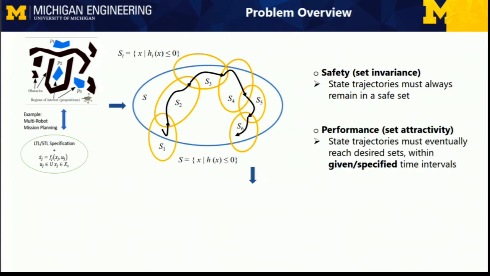And performance, in our terminology, is a problem of set attractivity. So you want to reach from set 1, let's say, to set S2 within a specified time. And this is the new element that we are adding into this picture. So not only do you want to reach, but you want to make sure that you will not reach later than a given time, because this time is a constraint in your mission as well.